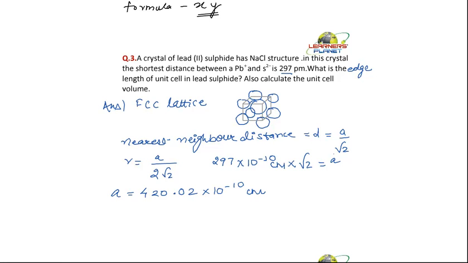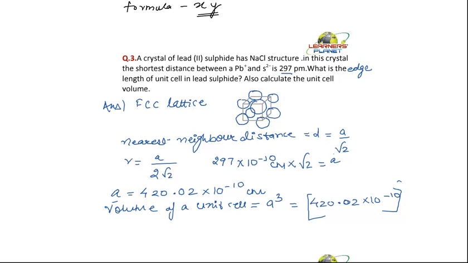Right? Now we've got over here, this is our edge length. Now what you need to find out is the volume. Now what is the volume of the unit cell? Volume of a unit cell is equal to a cube. So it should be 420.02 into 10 to the power minus 10, and that has to be cubed, right? So we can get the volume from here.